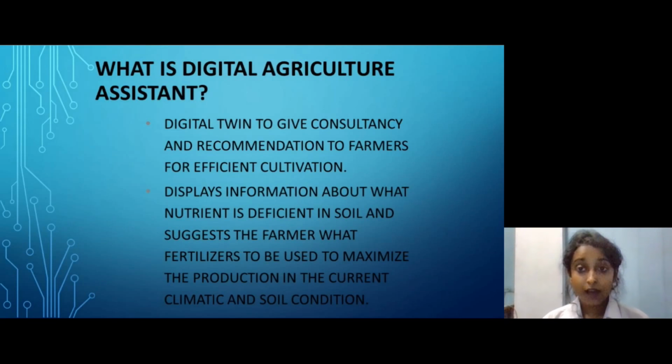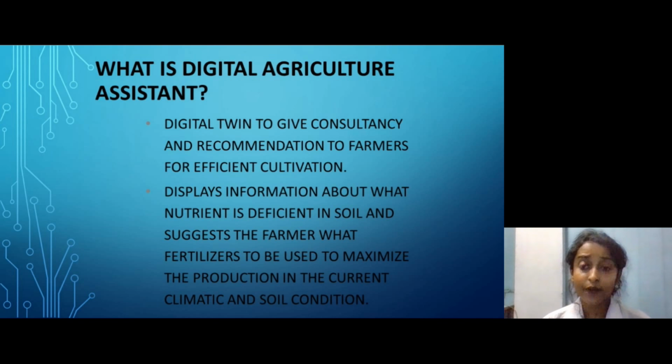Now we shall begin with our presentation on digital twin. The name of our digital twin is Digital Agricultural Assistant. To begin with, first let us understand what is a digital twin. A digital twin is a digital replica of entities from the physical world.